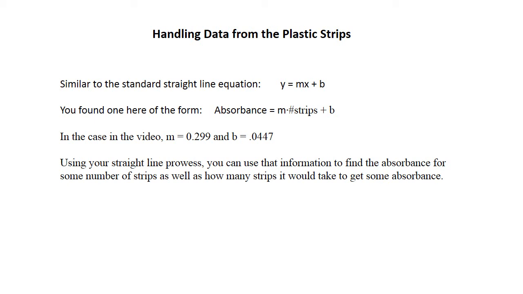Using your skill set in manipulating straight lines, you should be able to recognize that if I know m and I know b, and I know one of these others, if I know how many strips I have, I should be able to predict what the absorbance would be by just putting it into this equation. If somebody says, hey, how many strips would it take to get this absorbance? I go over here to absorbance and say, okay, I want to get a certain absorbance here. I'm going to subtract my b from it and then divide by my m, and that's how many strips it would take. We didn't measure the thickness of these strips.